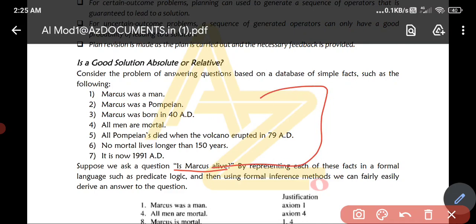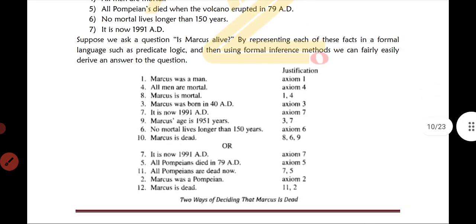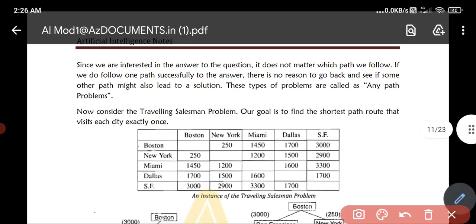Obviously I can answer: Marcus is dead. All Pompeians died, but Marcus was a Pompeian, so he also died. So we can easily say that Marcus is dead. What we got here is the answer to the question, but we don't see the solution, or the path which they have followed. This is called an any-path problem. Here we don't care which path they have followed, but at last we got the answer. That is enough. So that is nothing but absolute or relative solution.